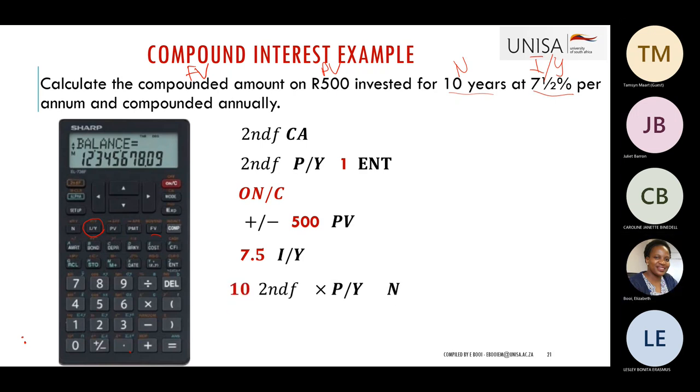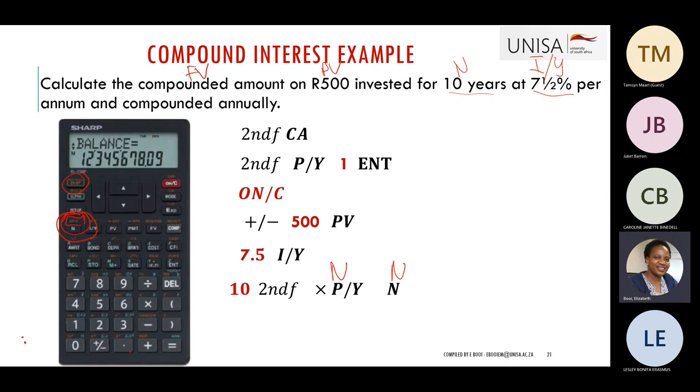The next one is to put in the period. We first press the period, so it's 10, then you press second function, the orange button, and then N again to store the value. You will press N twice, so you will say 10, second function, N again. You will see it say 10. You would have pressed 10 and then multiplied by the compounding periods, and when you press N it gives you the actual value. If it was N times 12, it will give you 120 after you press the second function.